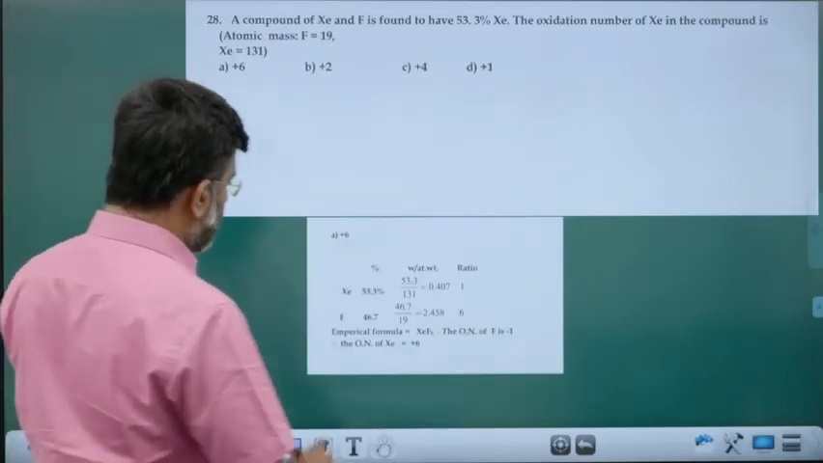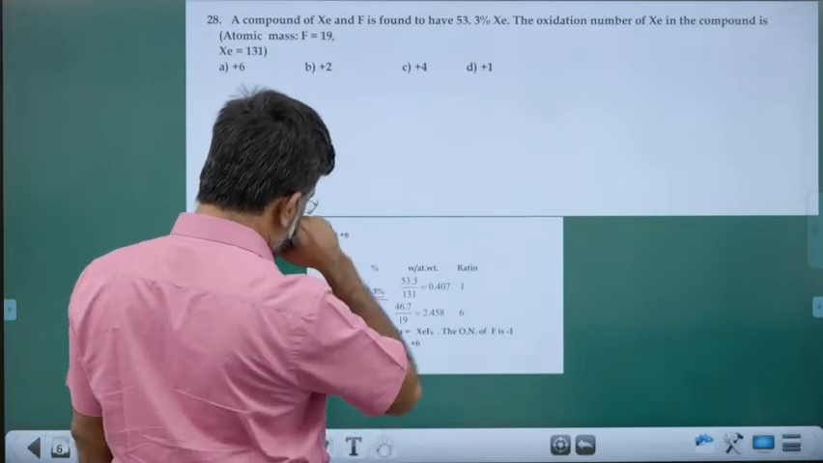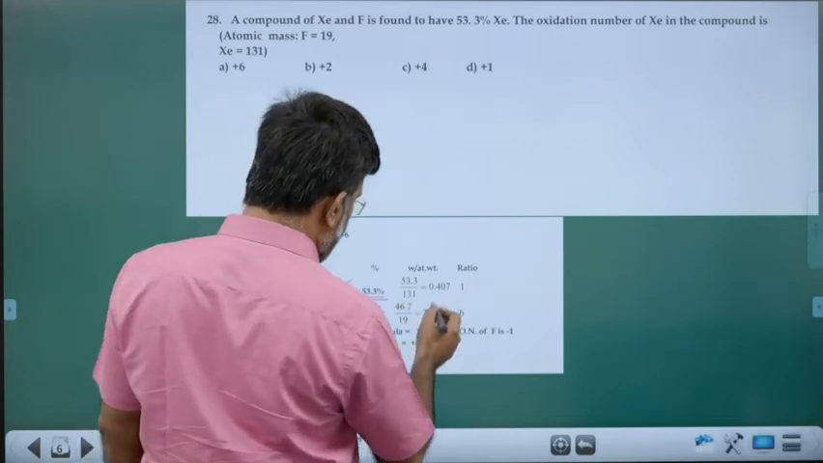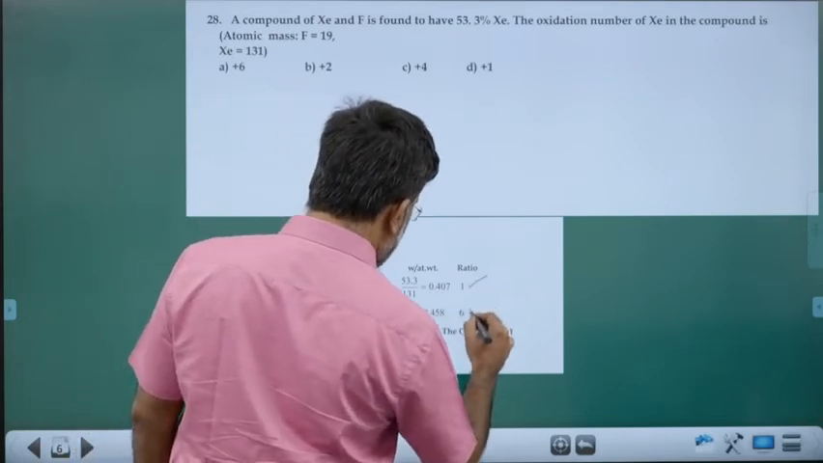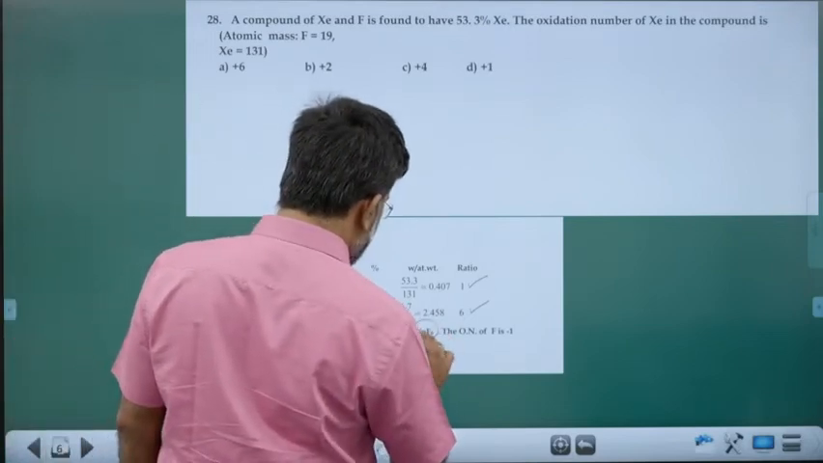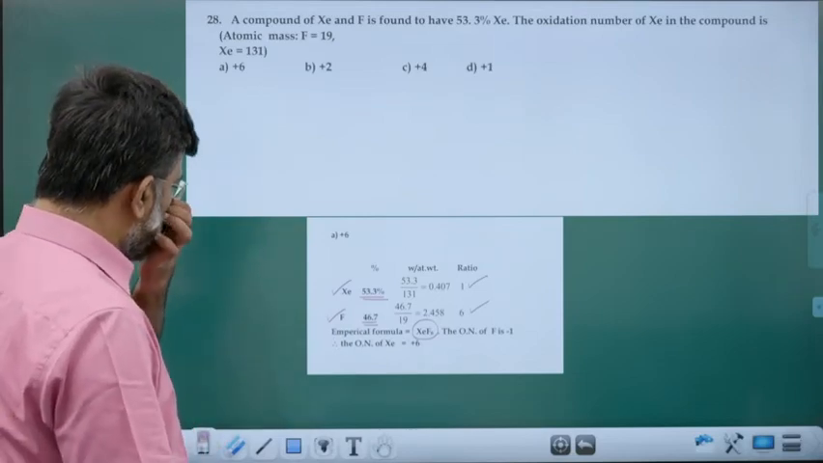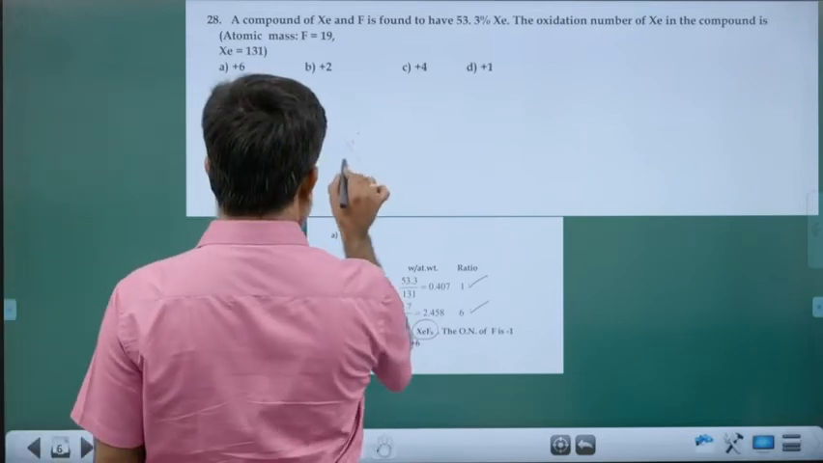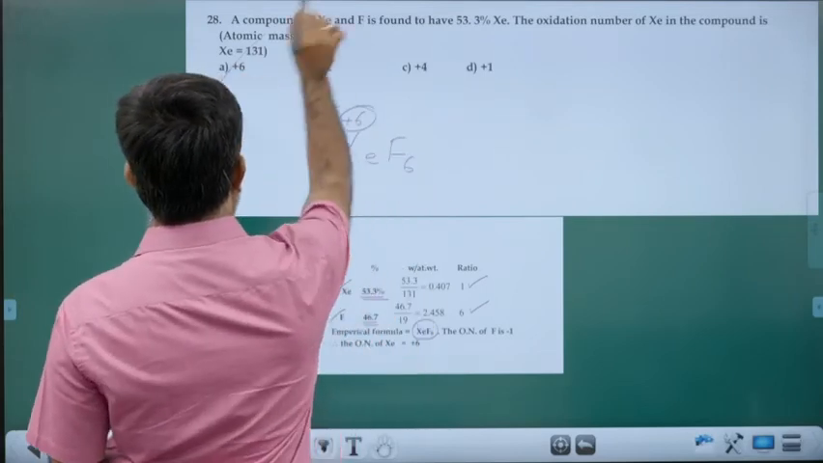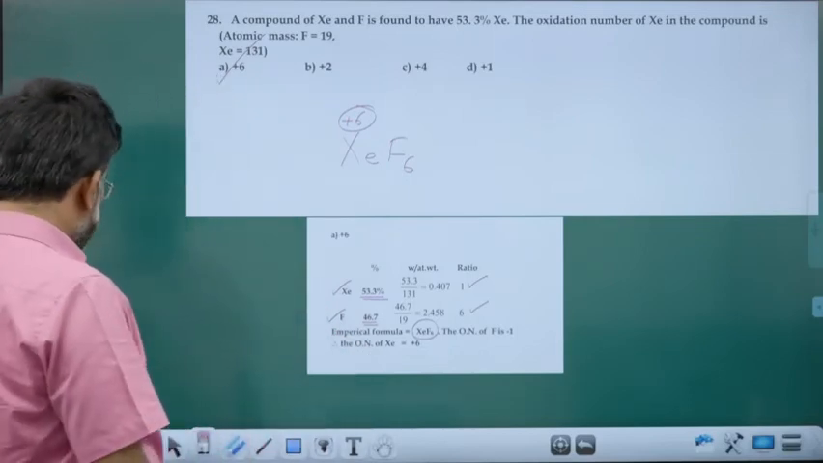You see, percentage of xenon is given as 53.3, so the percentage of fluorine will be the remaining. Divide percentage by atomic mass, you get a relative number of atoms, get a whole number ratio, and you are getting 1 and 6. That means the empirical formula is XeF6. So what is the oxidation state? Plus 6 state, option A. Right? Next.